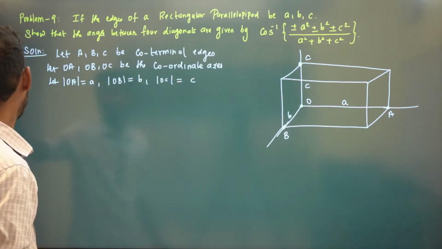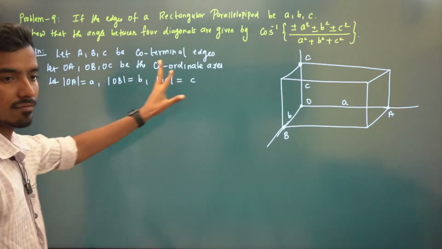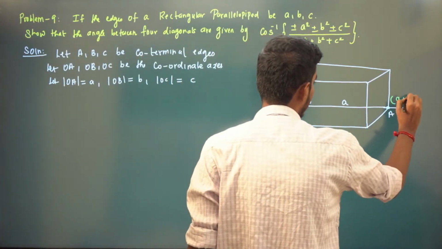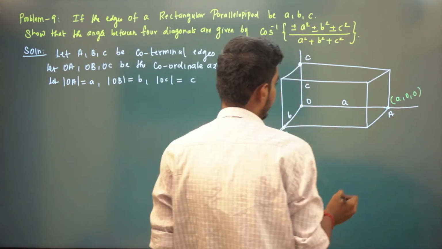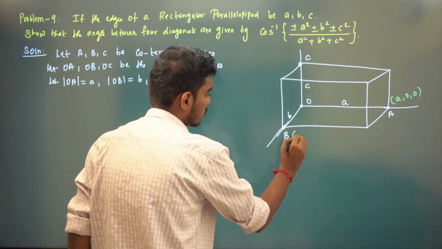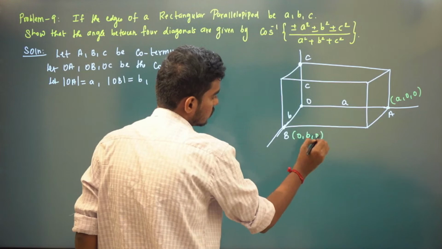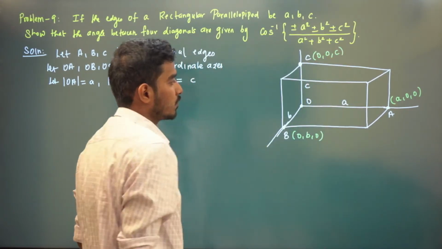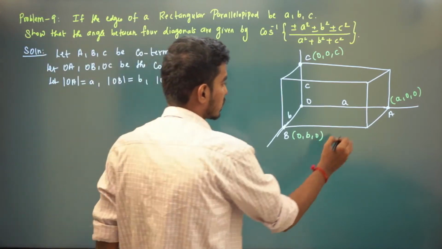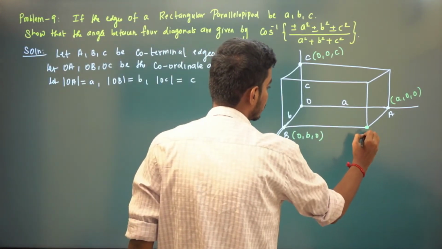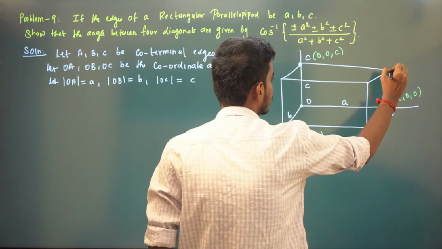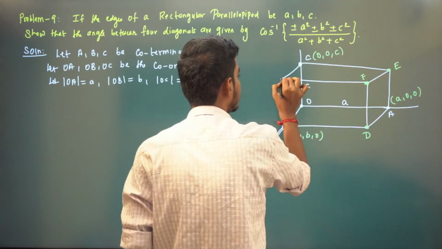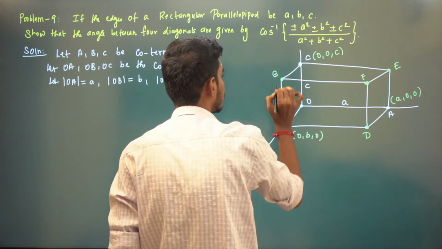Now we will mark the vertices in this cube. This point will be (a, 0, 0), this point will be (0, b, 0), and this point will be (0, 0, c). Let's call this point D, this point E, this point F, and this point G.